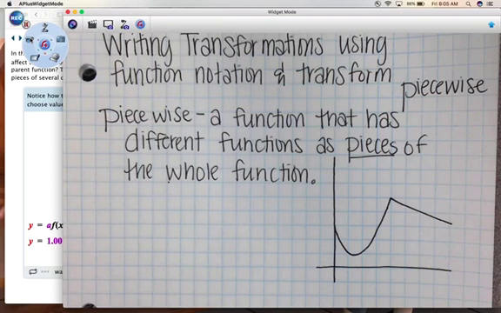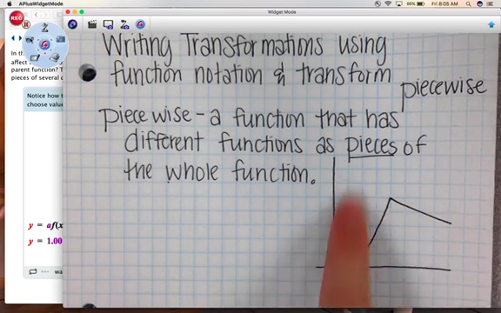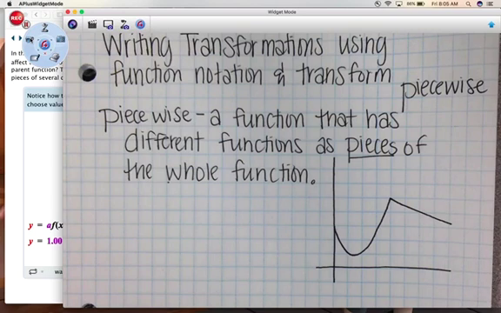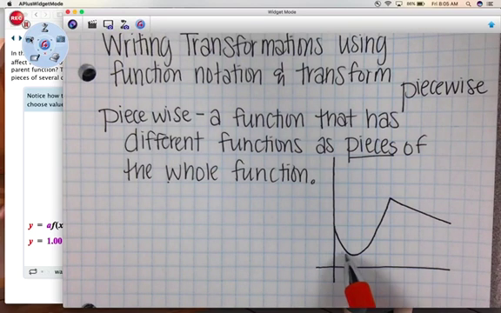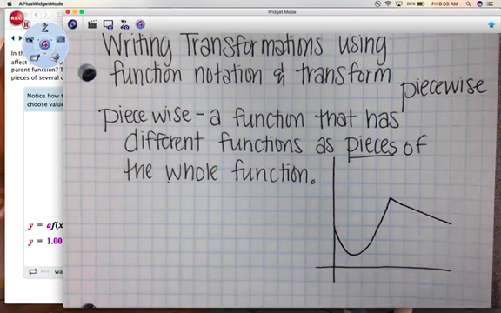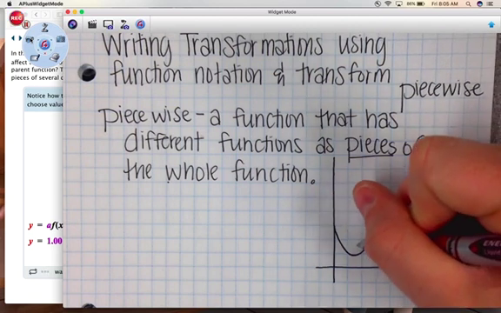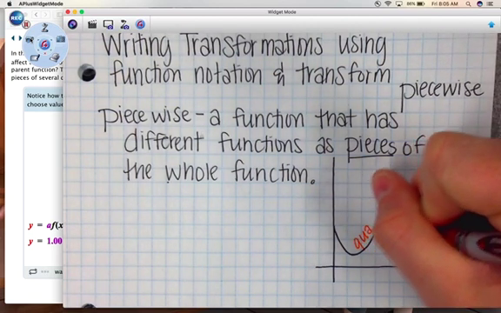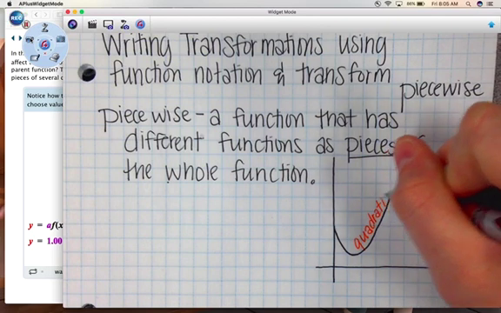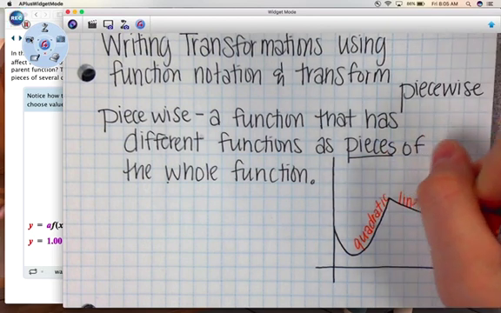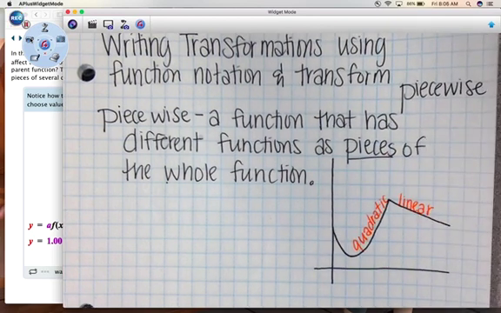So today we are writing transformations using function notation and transforming piecewise. A piecewise is a function that has different functions as pieces of the whole. So if you look, this is a function because remember, in no two places does it have two input values, so it passes the vertical line test. You can look, this first part is quadratic and the second part is linear, so you can see the two pieces.